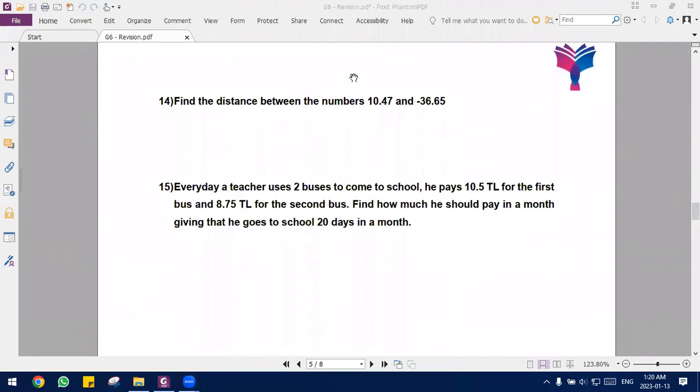Again, find the distance. So we have the greater value, 10.47, minus, and then the smaller value, which is minus 36.65. We have two signs here, minus and minus will be plus. So now I need to add these two values. So when we add them, we will have 47.12.